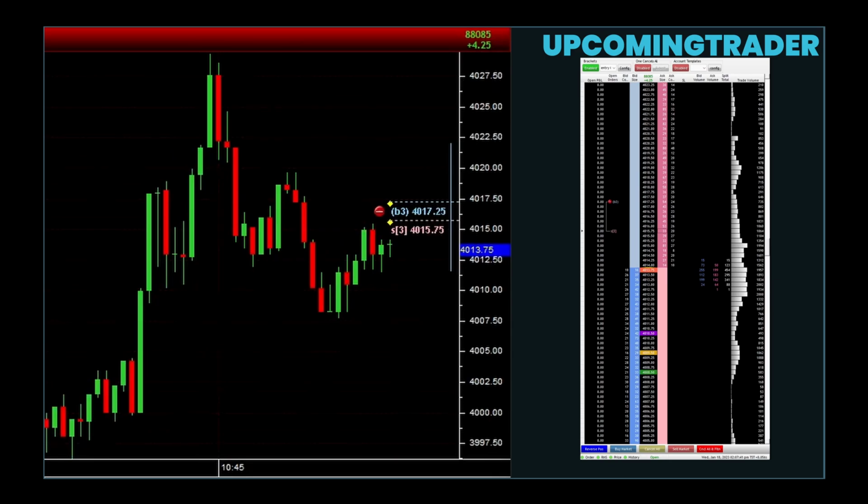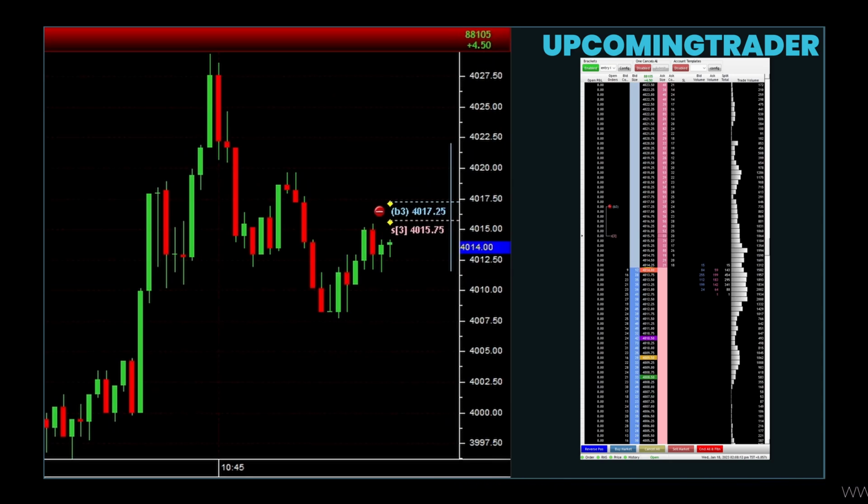Double tops and double bottoms are also essential to understand. A double top indicates that the price has tested a resistance level twice and failed to break through, signaling a potential bearish reversal. Conversely, a double bottom forms when the price hits a support level twice and bounces upwards, suggesting a bullish reversal. Flags and pennants are typically continuation patterns.